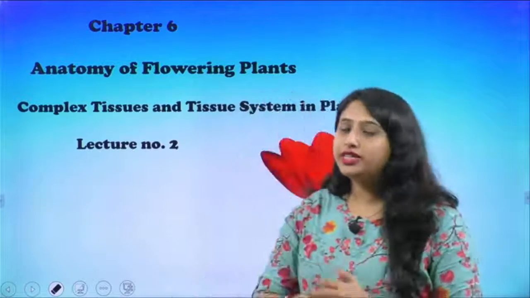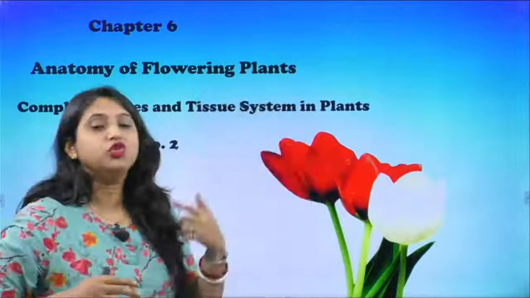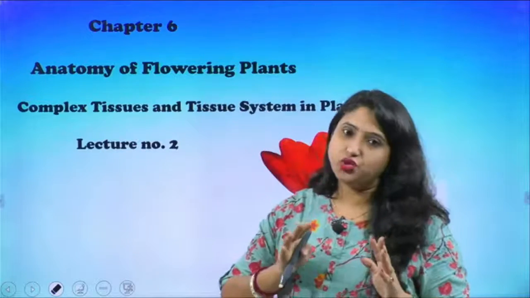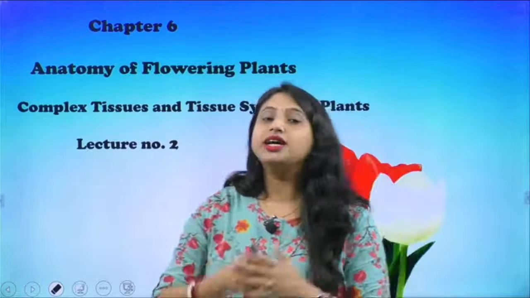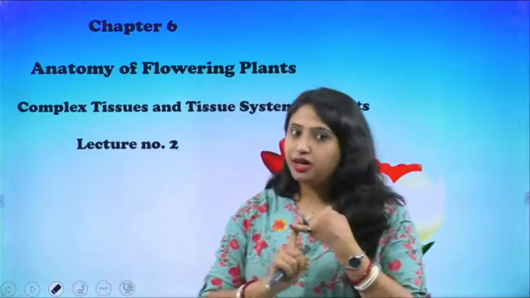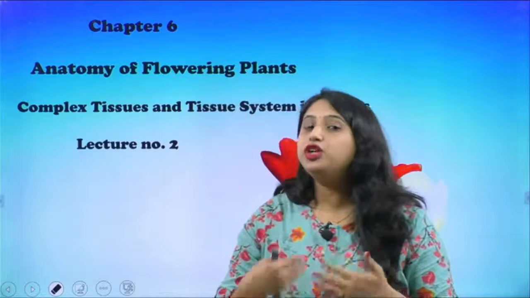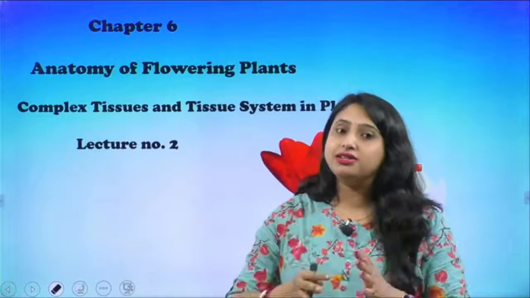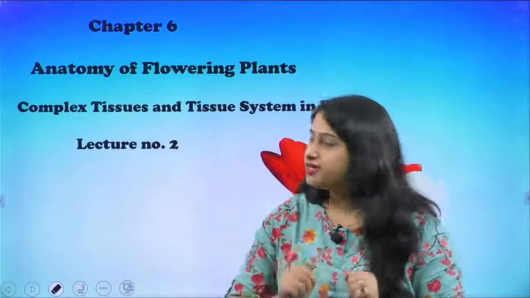In the simple permanent tissue, we have seen that there are 3 types, right? Can you name the 3 types? Yes, we have learned about parenchyma, collenchyma, and sclerenchyma, right? In today's class we'll be learning in detail about xylem and phloem, which come under the complex permanent tissues. So let's begin today's session.